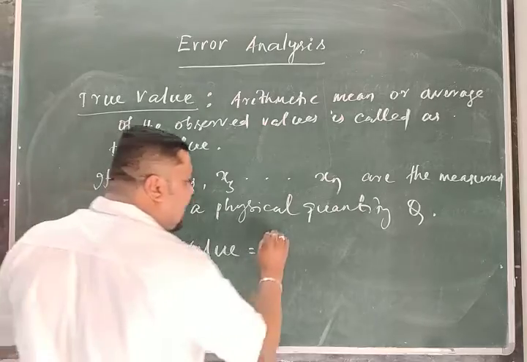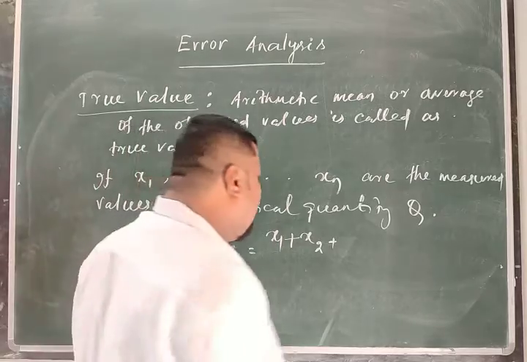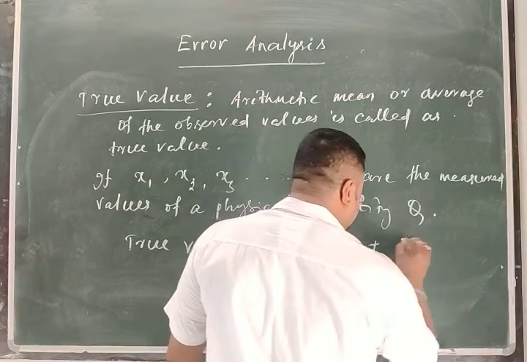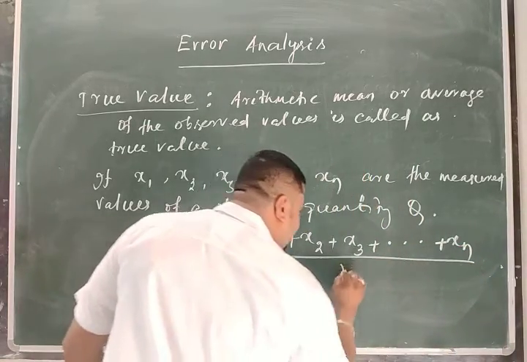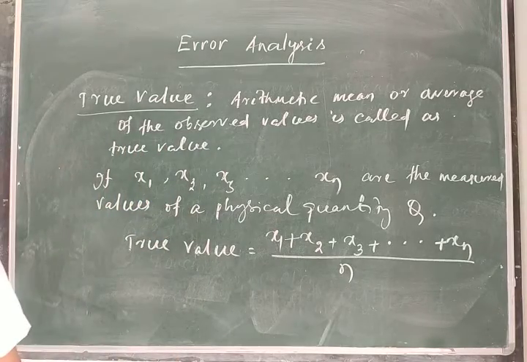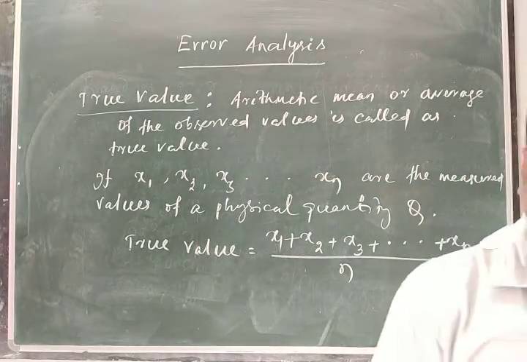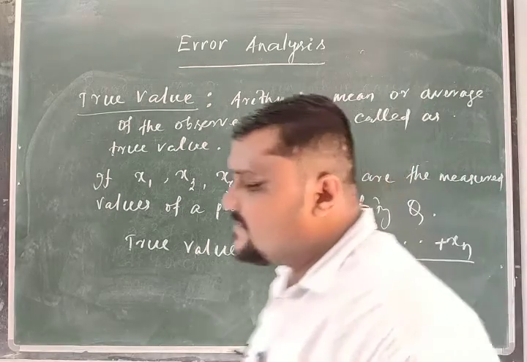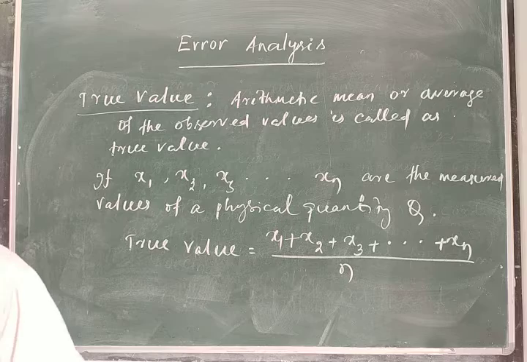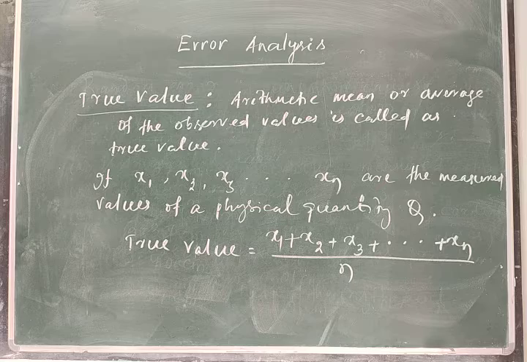True value is the arithmetic mean, or average. What does that mean? Add all the observed values x1 plus x2 plus x3 up to xn, divided by n, the number of observations. How many observations have I taken? That is equal to n. The measured values are added and divided by n. This is my true value. Clear? This is called the true value in a random error.